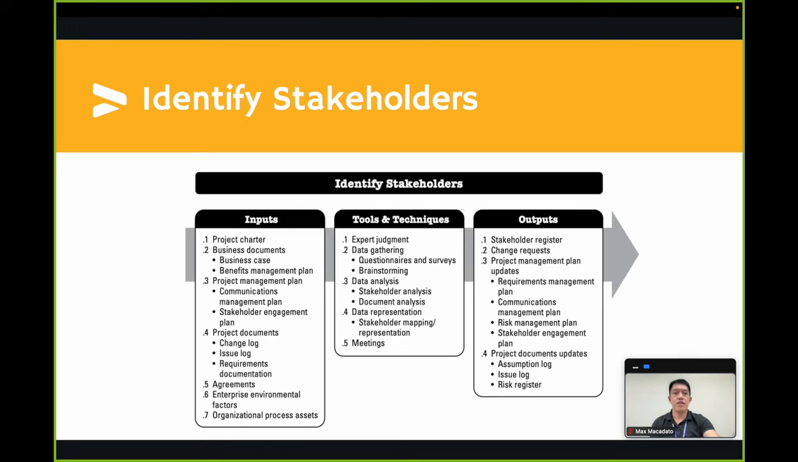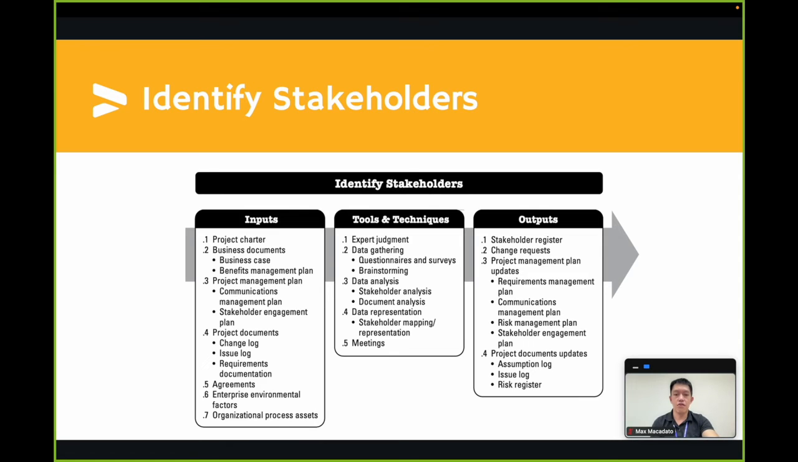As for the tools and techniques, expert judgment is needed. Expertise should be considered from individuals or groups with specialized knowledge or training. Data gathering techniques that can be used for this process include questionnaires and surveys as well as brainstorming. Questionnaires and surveys can include one-on-one reviews, focus group sessions, or other mass information collection techniques. Brainstorming, as used to identify stakeholders, can include both brainstorming and brainwriting.